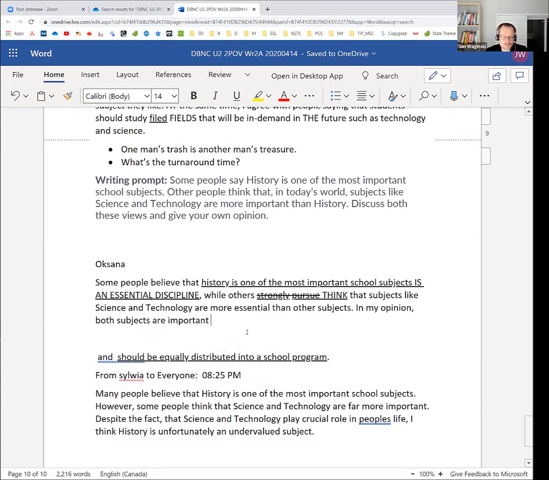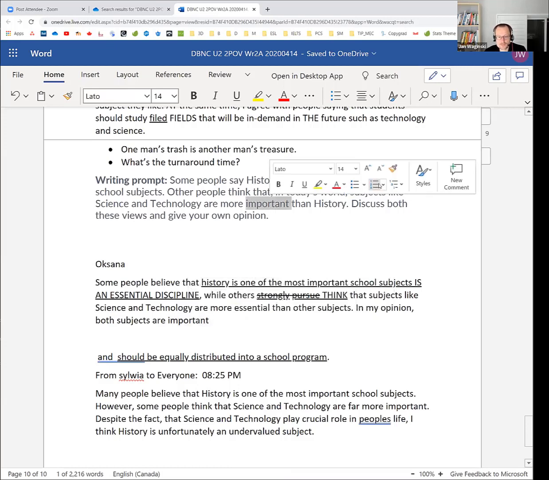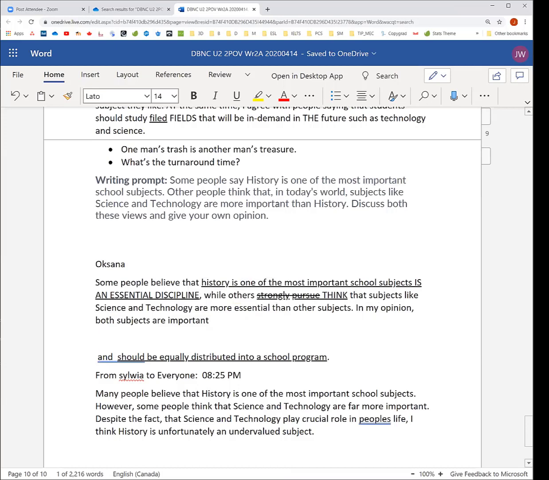Okay. In my opinion, both subjects, okay, so your brain's not working, it's a high stress situation, synonyms are not popping into your head for important. So the question uses important twice in the prompt, but important is the adjective. What's the noun? Importance. Yeah. Oh, actually, you know what, Mr. Yan, I have trouble with that. Importance, response, and I still don't know where I have to use it.